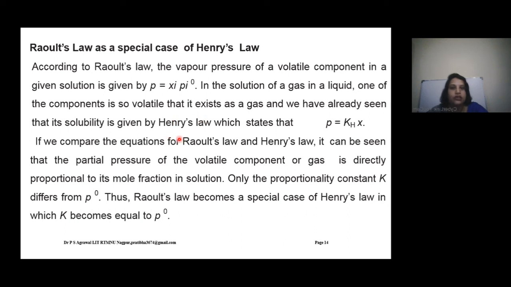If we compare Raoult's law and Henry's law, it can be seen that partial pressure is directly proportional to the mole fraction. Only the proportionality constant is different. Here it is Pi⁰ and here it is Kh. That means Raoult's law is nothing but a special case of Henry's law. In both situations, the partial pressures are proportional to the mole fraction. The different quantity is Pi⁰ here and Kh here. Only its value changes.